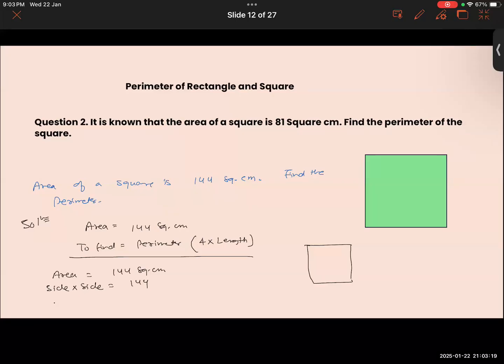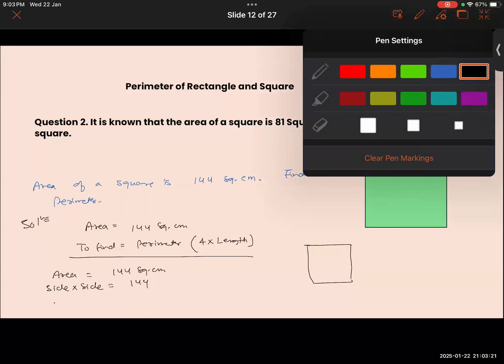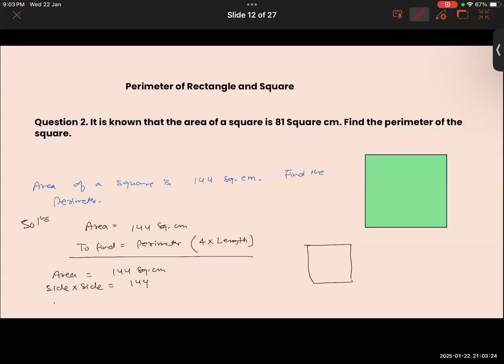We can start by 16 8s are 144. But the thing is, Habib, all the sides of a square are equal, no? We know that this side and this side and this side. So we have to multiply by 4. 4 fours are 16, but it should be 144. Can we take 8 8s? 8 8s are 64. We need to get 144, no? 10 tens are 100, still not 144.